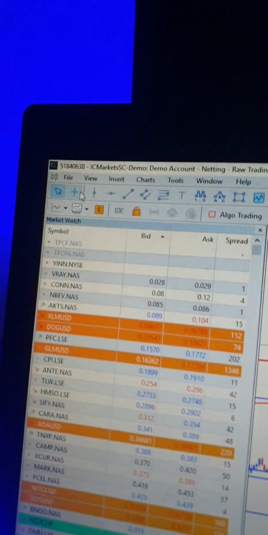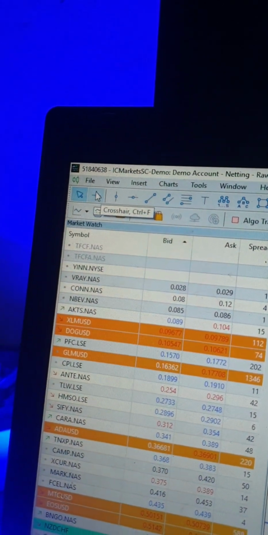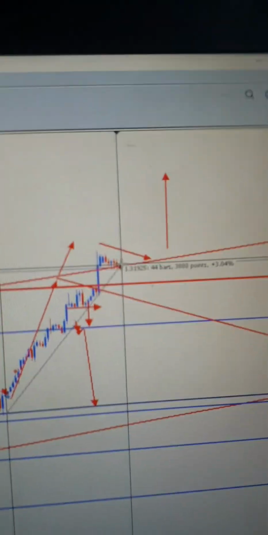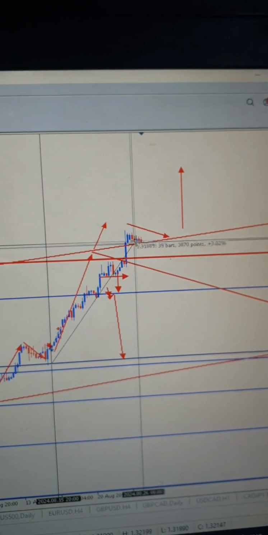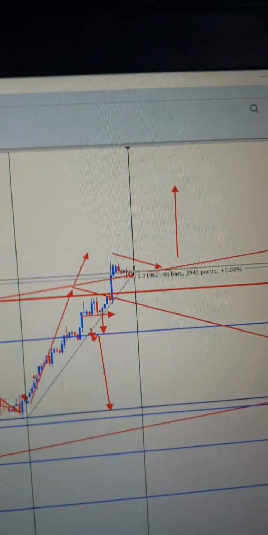If I want to check the amount of pips that this market has moved so far, we come right up here. We pick this cross button, select it and come down. You click and hold, and you measure it right up to the recent point of the market. Let me zoom it again. It goes up, right?